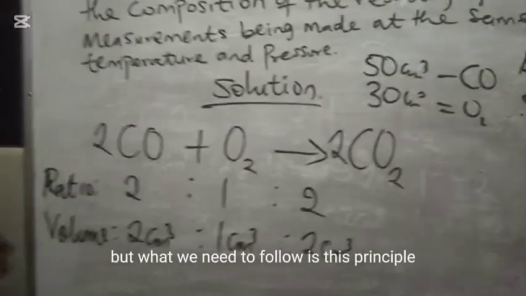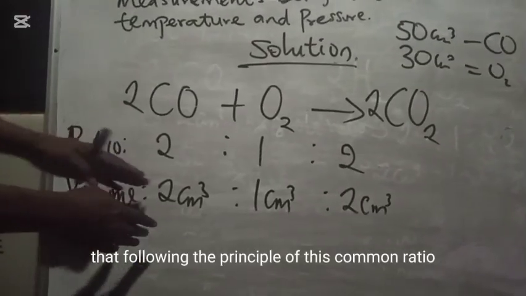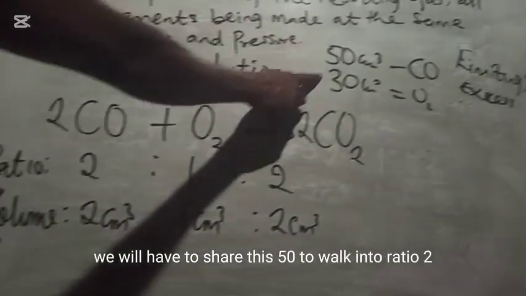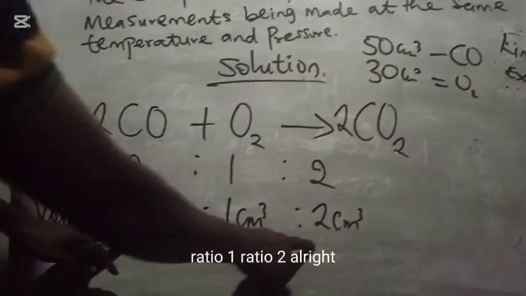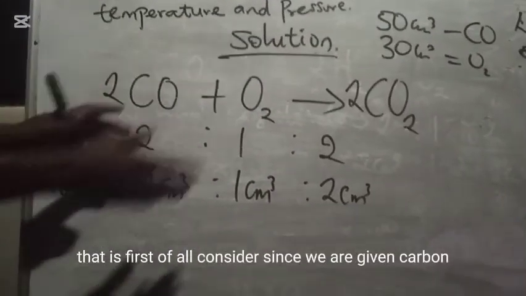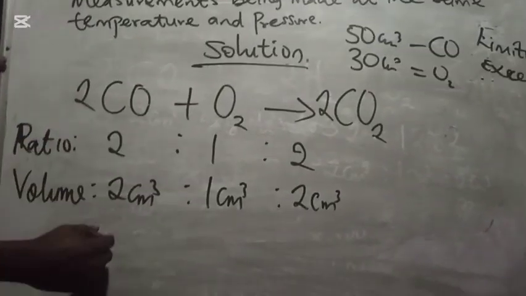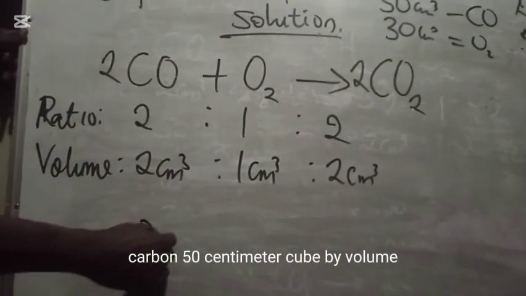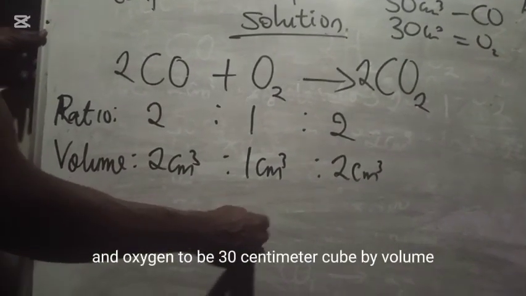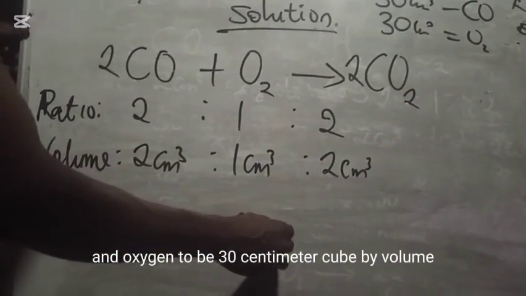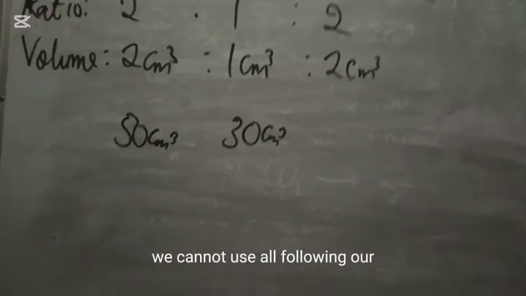But what we need to follow is this principle, following the principle of this common ratio, we will have to share this 50 into ratio 2, ratio 1. All right, first of all, consider, since we are given carbon 50 centimeter cube by volume and oxygen to be 30 centimeter cube by volume. Are we to use all? No, we cannot use all.